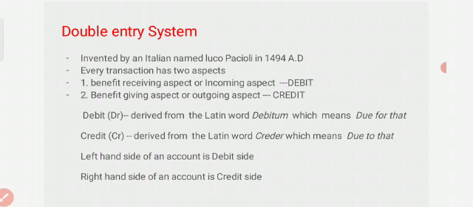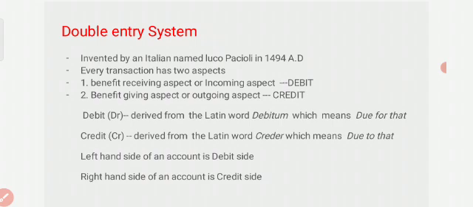Therefore, the basic principle under this system is that for every debit, there must be a corresponding and equal credit, and for every credit, there must be a corresponding and equal debit.